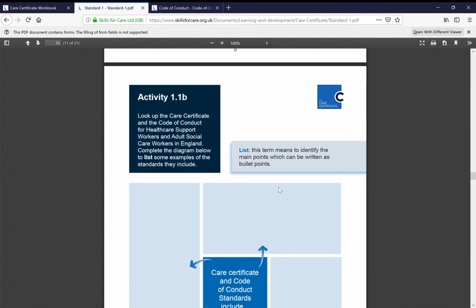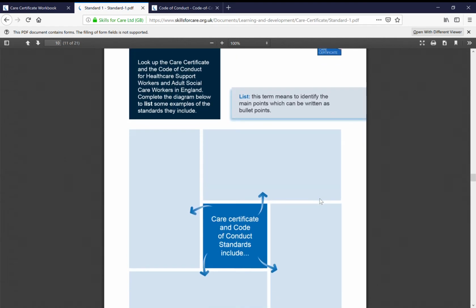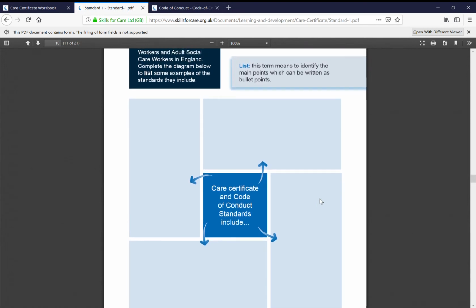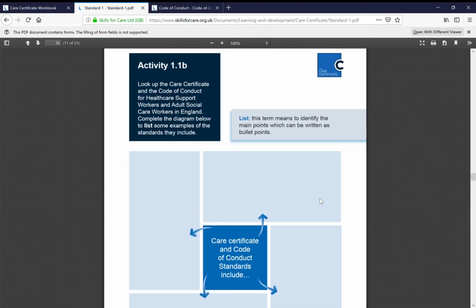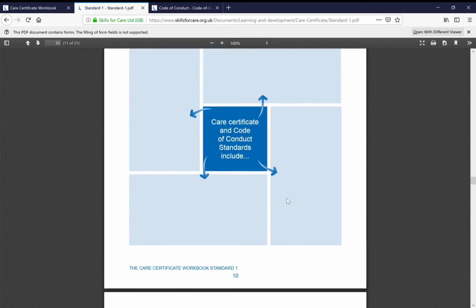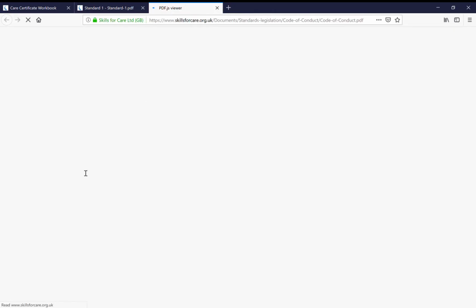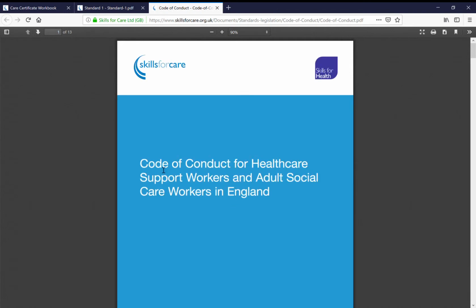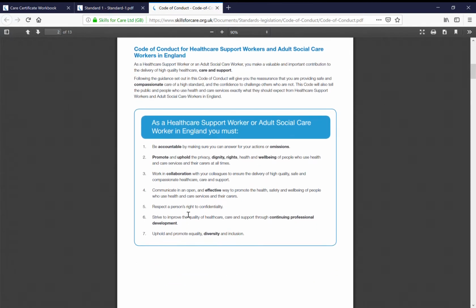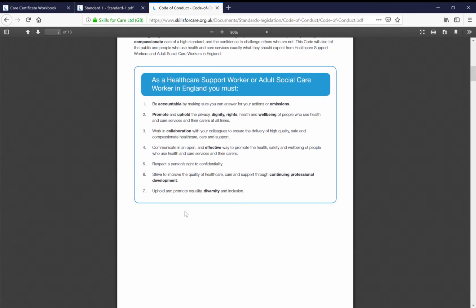Activity 1.1b. So looking at the Care Certificate and the code of conduct for healthcare support workers and adult social care workers in England. So this is having a look at completing this diagram and listing in here the standards that we're thinking about that may be in the Care Certificate and also the code of conduct. So we've got here the code of conduct. So quick Google, have a look on the Skills for Care website. And the things that are interesting in here, so we've got 7 there.